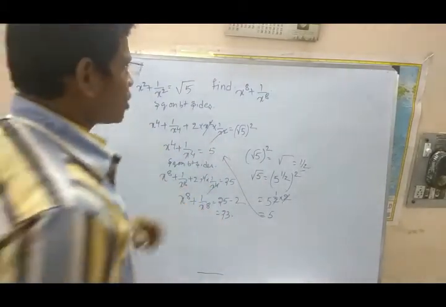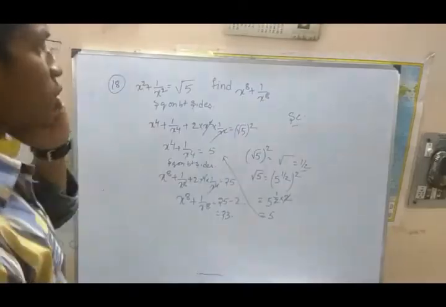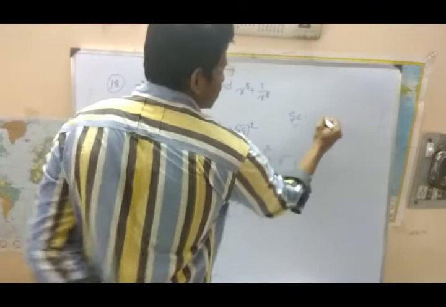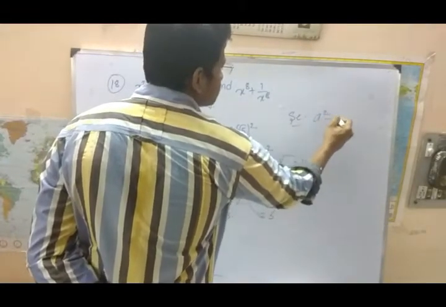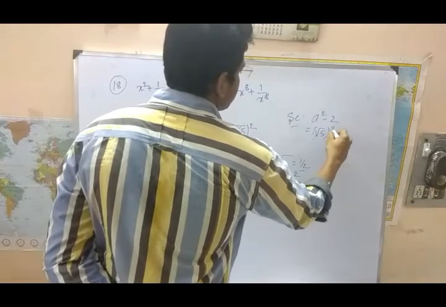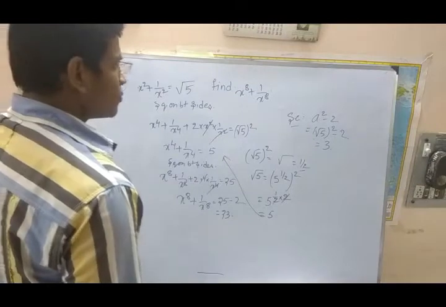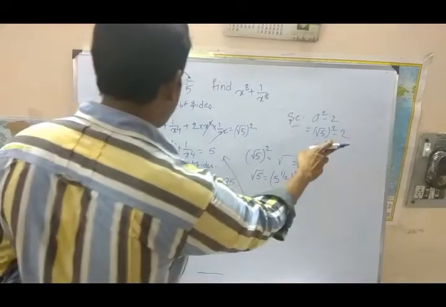We will apply the shortcut now. What is the shortcut? Think. The shortcut is a square minus 2. What is a here? Root 5. Root 5 whole square minus 2, 5 minus 2, 3. Oh, see, we need to get 5 minus 2, 3 here.